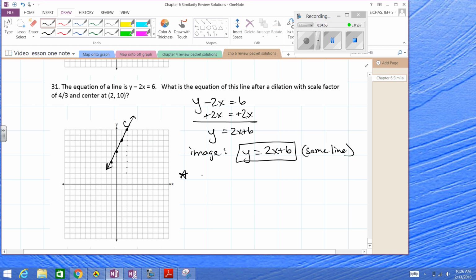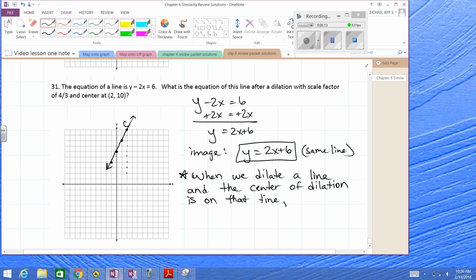Here's what we've got to say to justify it. When we dilate a line and the center of dilation is on that line, the image is the same line.